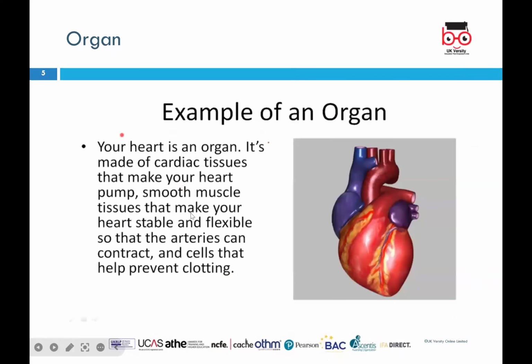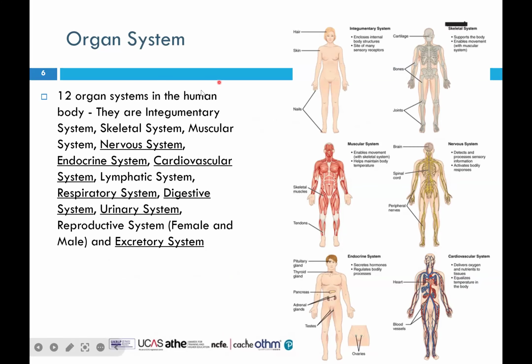We talked about an example of an organ. What's an organ system? There are 12 organ systems in the human body, and they all have a role to play. So you have the integumentary system, the skeletal system, the muscular system, the nervous system, the endocrine system, the cardiovascular system, the lymphatic system, the respiratory system, the digestive system, the urinary system, the reproductive system, male and female, and the excretory system.